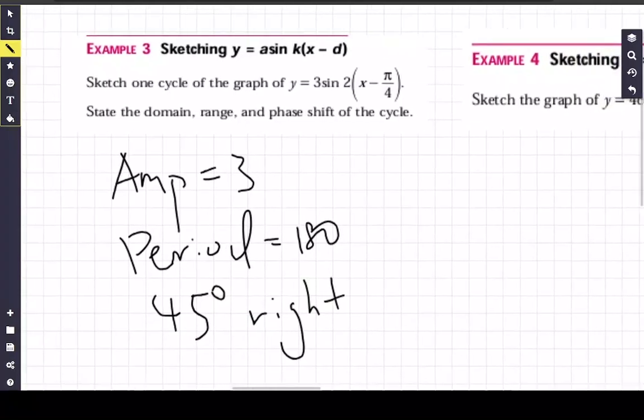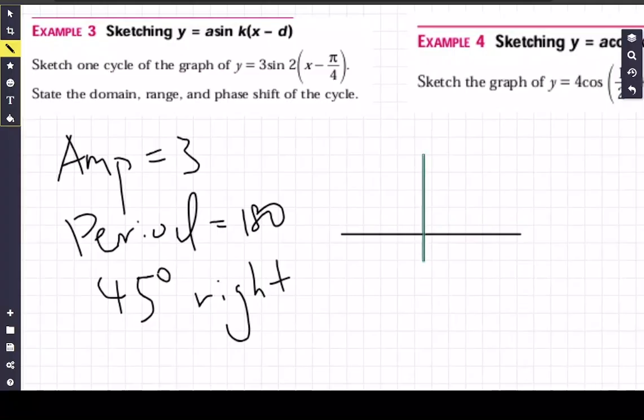Okay, and that is pretty much it. So we're going to go ahead and draw it out here. So amplitude 3, 45 degrees to the right. So let's go ahead and draw that.